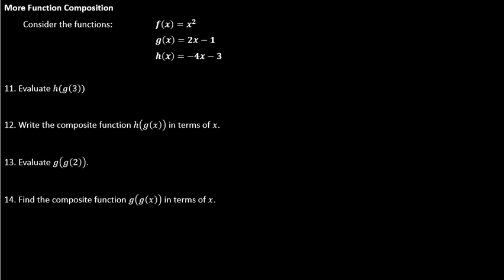Okay, so we've got 3 more functions. So let's evaluate h of g of 3. So we don't have the composite function right off the bat. So what we can do is, what is g of 3? We can go ahead and calculate that. 2x minus 1, and that's going to give me 6 minus 1, which is 5. Now we want h of g of 3, and we just calculated g of 3. G of 3 was 5, so we can also say that this is simply h of 5.